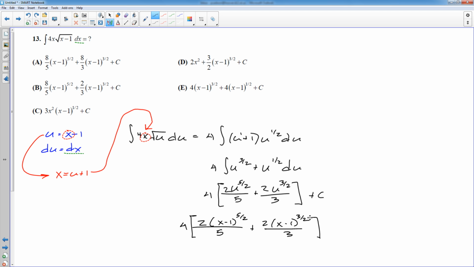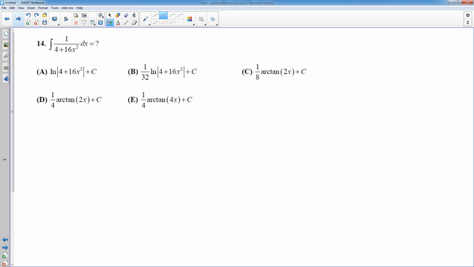And the problem with multiple choice is a lot of times their answers will not resemble yours. I think in here they simply distributed the 4. 8/5 x minus 1 to the 5/2 plus 8/3 x minus 1 to the 3/2. Yeah, the answer is A, and they just distributed the 4 through the options.